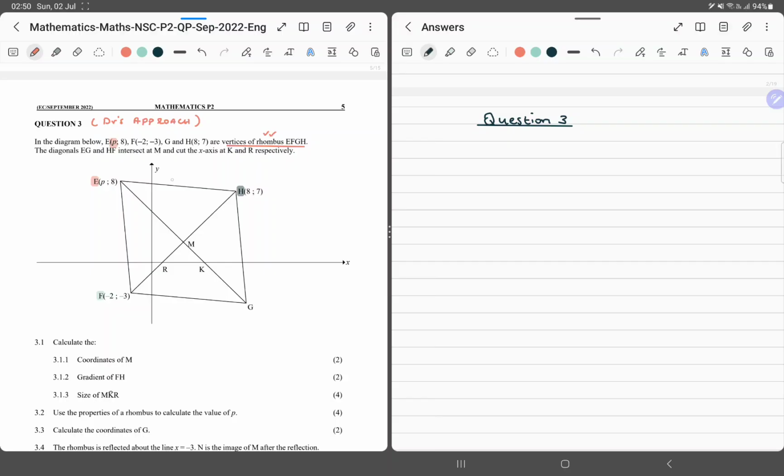So what do we know about a rhombus? So you need to analyze words. So we know that the rhombus, the opposite sides are equal in length and they are parallel to each other, okay? What else do we know about the rhombus? We know that the diagonals of a rhombus bisect each other at a common point, meaning EM is equal to MG as well as HM is equal to MF. The other property is that the diagonals of a rhombus meet each other at right angles.